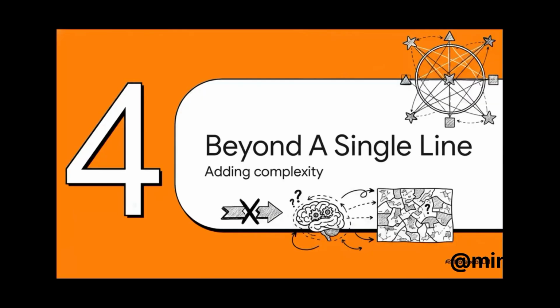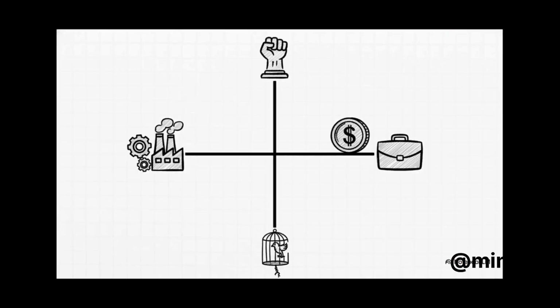Let's expand on that in Section 4, beyond a single line, adding complexity to the map. If a single axis is failing us, how do modern political scientists attempt to map ideology more accurately? Well, building on Eysenck's early ideas, we get tools like the political compass model. It brilliantly illustrates how two separate axes create a vastly more nuanced landscape.